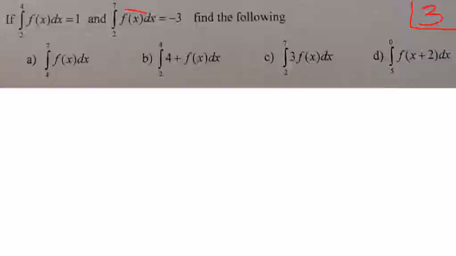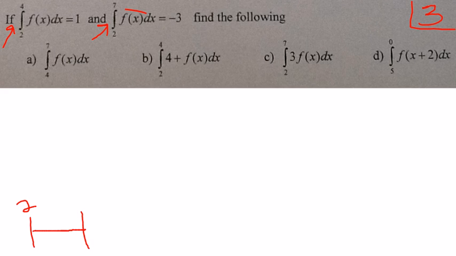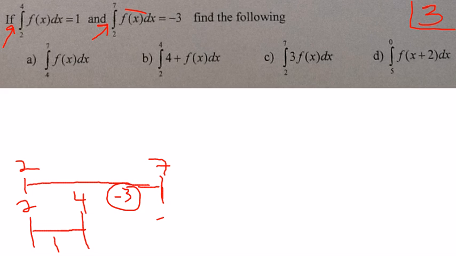Number 3 is working with some properties of integrals that we've talked about. This says the integral from 2 to 4 is 1. This says the integral from 2 to 7 is negative 3. So I've got 2 out to 4 gives me 1, and then 2 out to 7 gives me negative 3. I'm going to circle the values of the intervals.